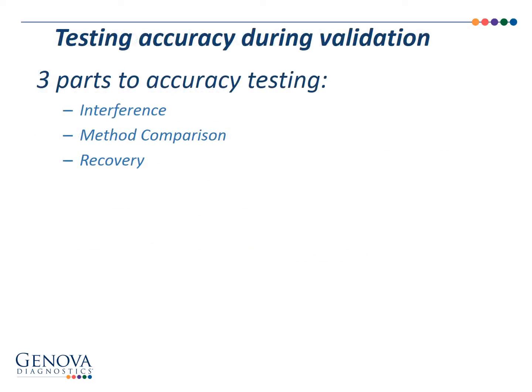So how do we test accuracy during validation? We have a checklist for FDA and non-FDA approved, and there are 3 steps under accuracy: interference, method comparison, and recovery. Like I said, we'll cover interference in a future training. This is a really big topic with lots of tentacles. So today we're just going to talk about method comparison and recovery.